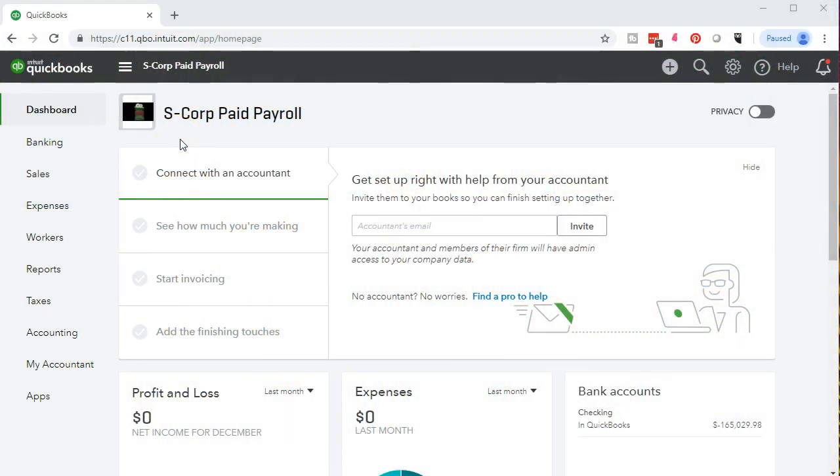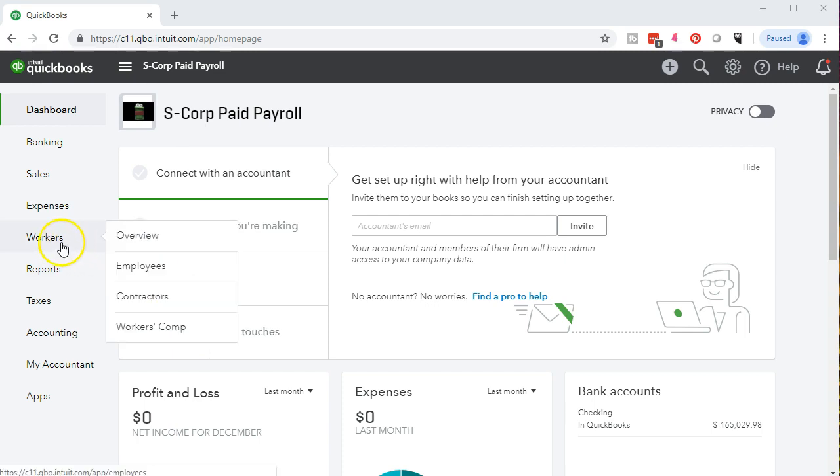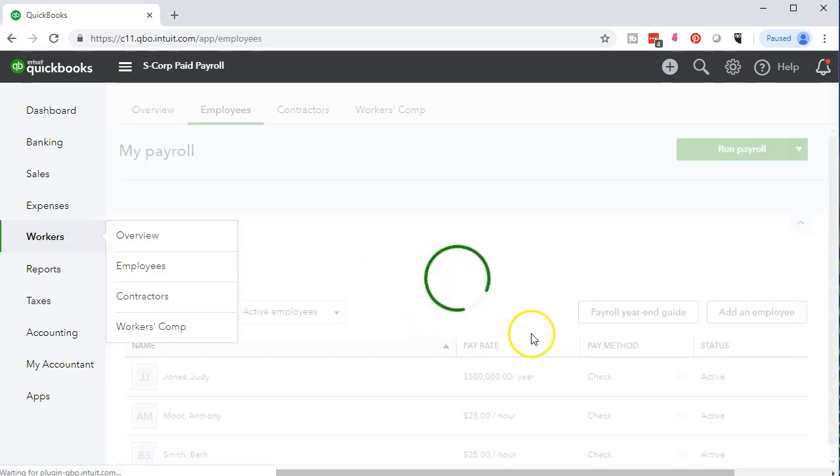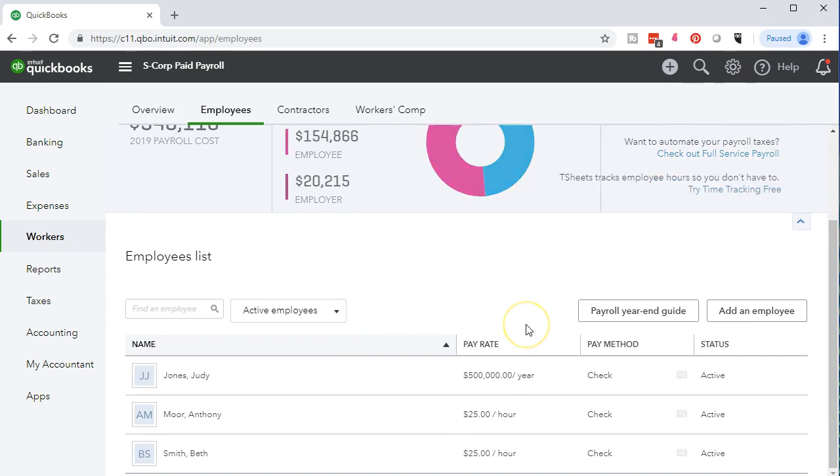Here we are in our practice file. You can follow along with your own company file and/or use the free sample file provided by QuickBooks by searching in your browser QuickBooks Online Test Drive. We're going to go down to the Workers tab to the left and scroll down to observe our three workers.